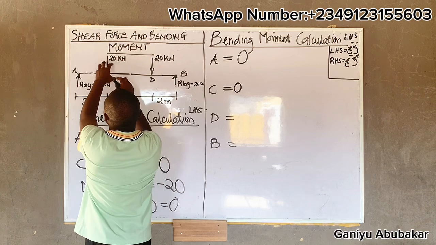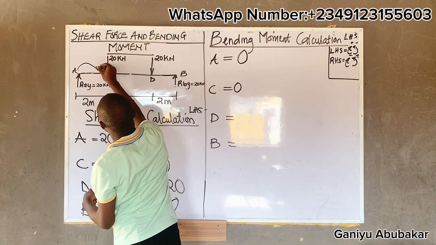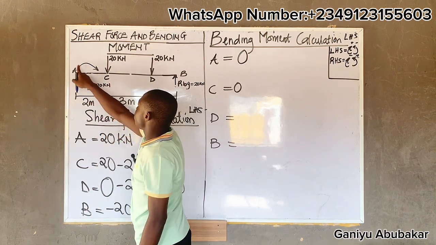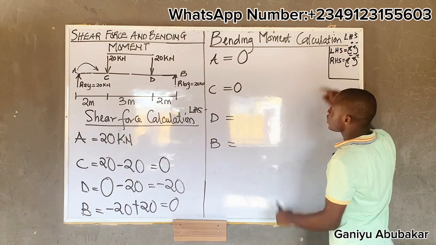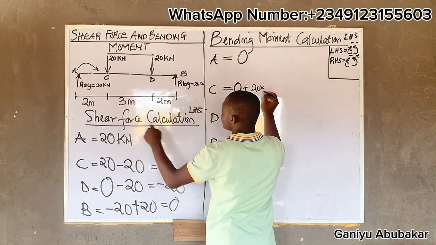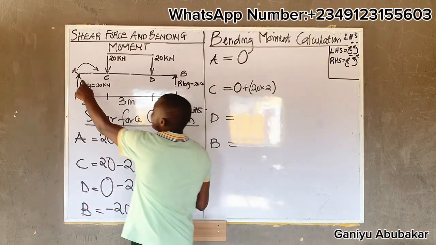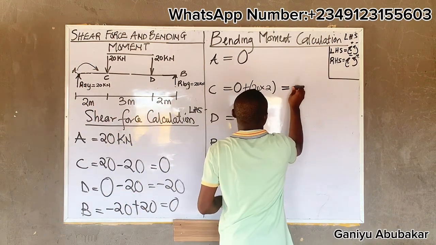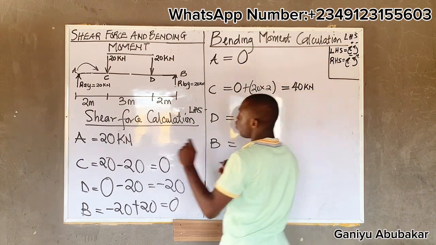Focus on C. C is 0, but I can see this A, so this force will now go to C this way. What's the force here? 20. Clockwise, so plus. 20 times 2. Outside this, is there any other force that can come to C? No. So my answer here is 40 kilonewton. I'm done with this. Go to D.